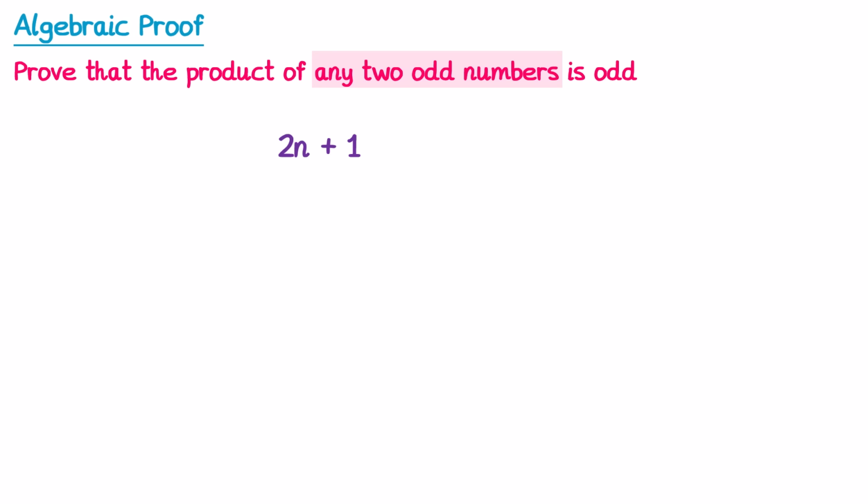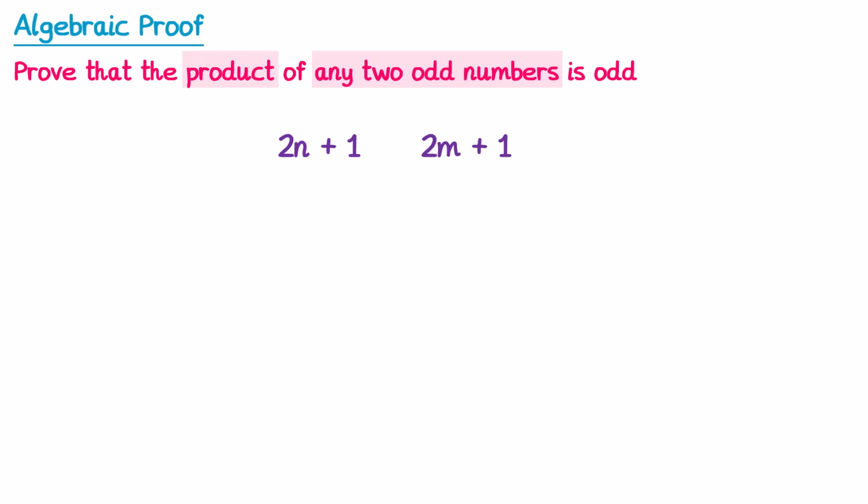But this question doesn't specify they're consecutive. It just says any two odd numbers. So it could be the number 1 and the number 187, or it could be 293 and 1491. Now we are going to use 2n plus 1 as our first odd number, but for the second odd number, we need to use a different letter because that second odd number could be different. So instead of 2n plus 1, we'll write the second odd number as 2m plus 1.